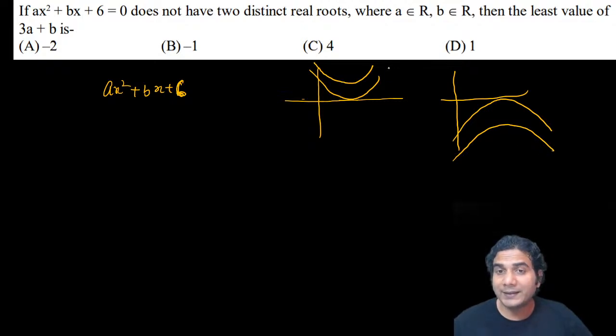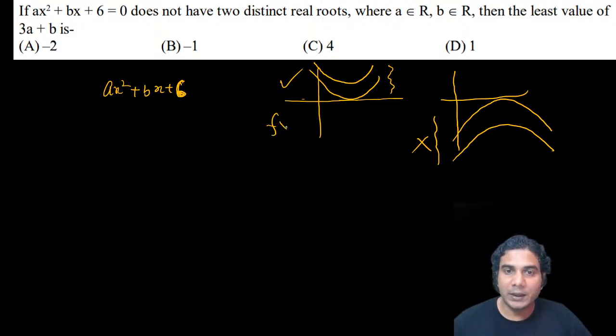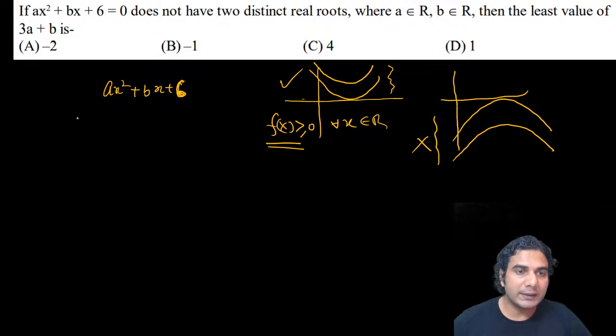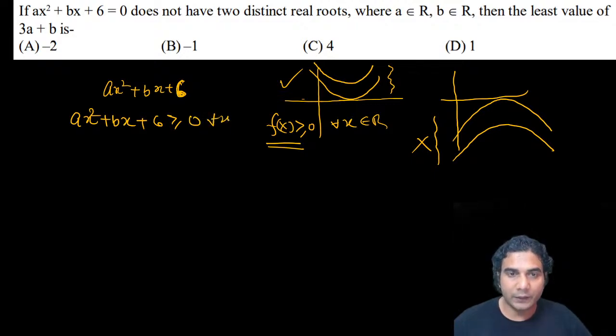That means by this statement, you can figure out these four graphs, first of all. Then these two will be eliminated because y-intercept is 6, all right? So these two cases will exist. By looking at these two cases, you can say this quadratic f(x) is either always positive or equal to 0, right? For all values of x. So this is the condition we have got: ax square plus bx plus 6 is always more than or equal to 0, all right, for all values of x.